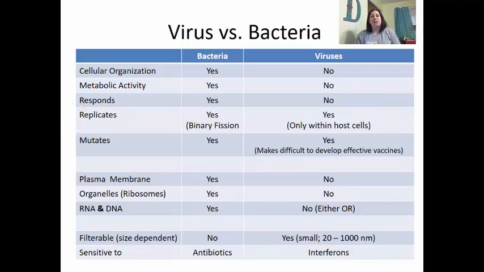When we're looking at bacteria, because it is made up of a cell, it is going to have a plasma membrane. It is going to have ribosomes. It doesn't have the other organelles, but it does have ribosomes. It has DNA and RNA. The virus does not have a plasma membrane. It does not have organelles at all. And it's either going to have DNA or RNA, not both.